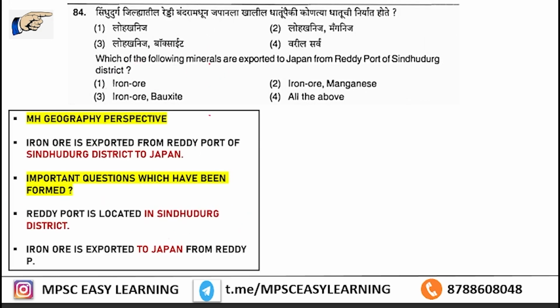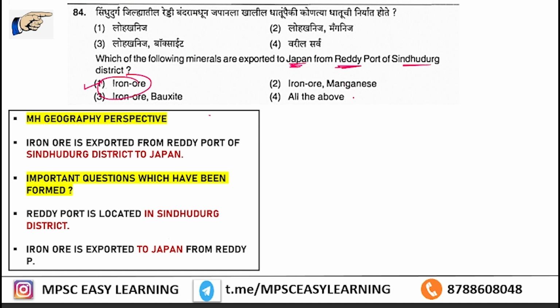Which of the following minerals are exported to Japan from Reddy port of Sindhudurg district? Iron ore bauxite, iron ore manganese, all of the above. Here your answer is iron ore. Iron ore is the mineral which is exported to Japan from Reddy port of Sindhudurg district.